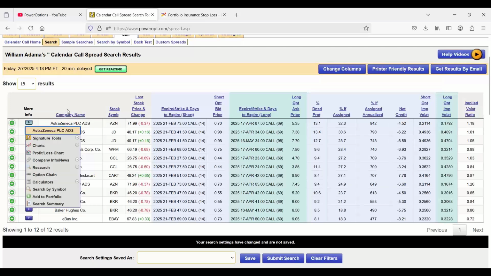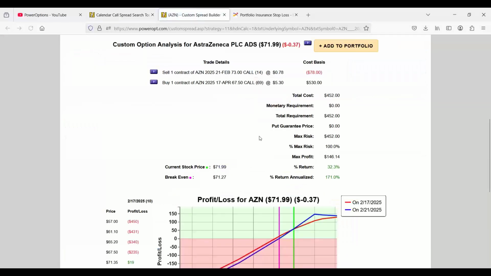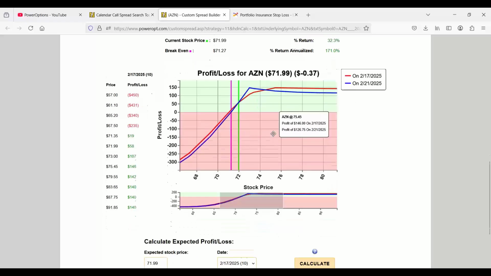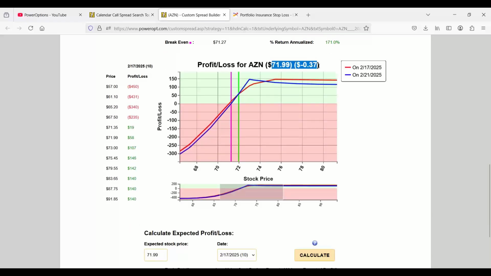So let's just go ahead and take a look at the chart here. The profit and loss chart, excuse me. I want to talk about some of the features that we talked about. All right, so here's the position, $71.99.